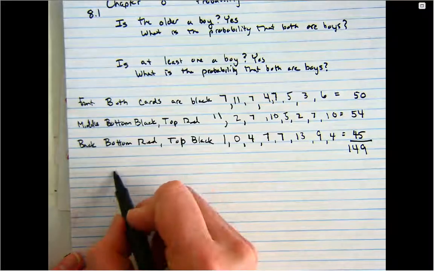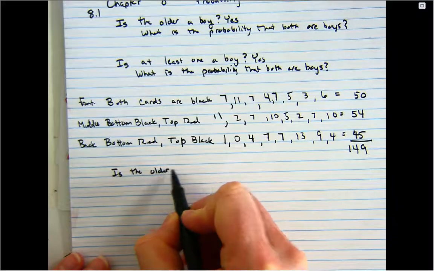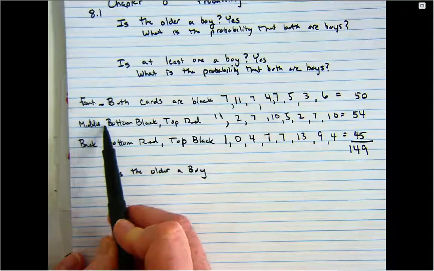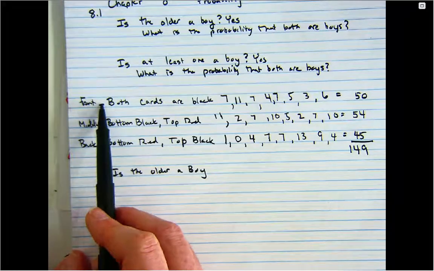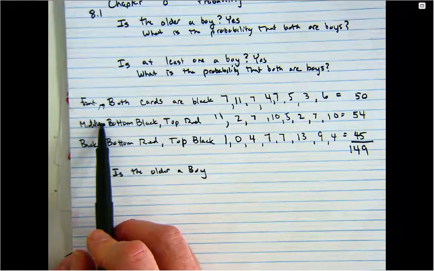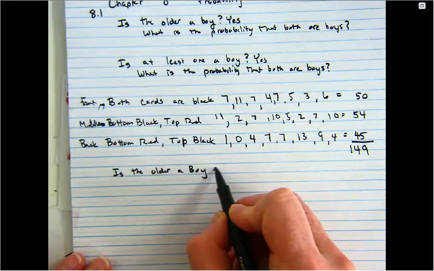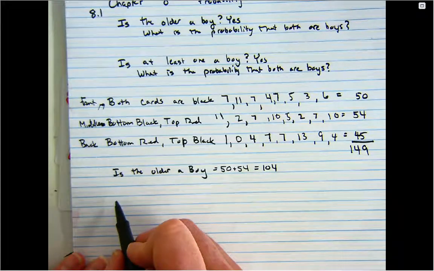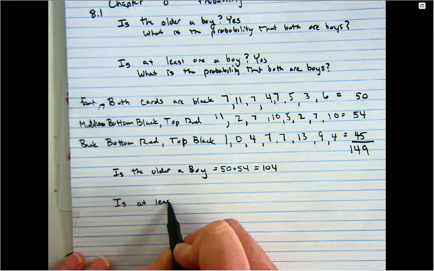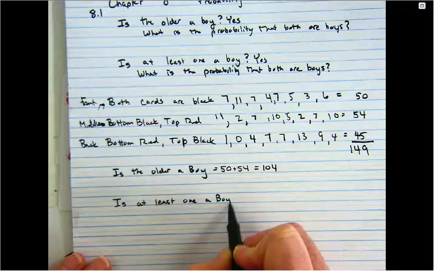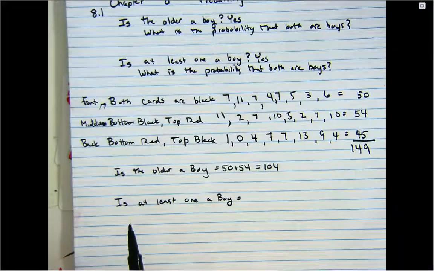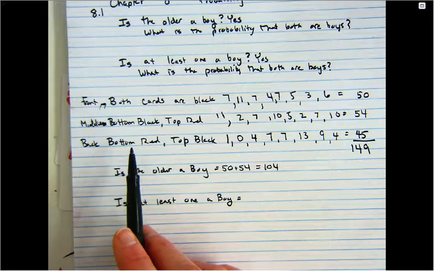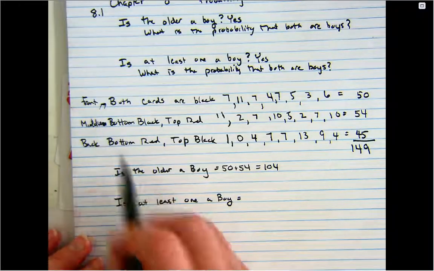And so the ones that had, is the older a boy? The ones that had, is the older a boy, this one would have answered, and this one. The bottom was the older child. So the first 2 would have answered to being, is the older a boy? The 50 plus the 54. Is at least one a boy? So that would be, yeah, is at least one a boy. Okay, all of them, 149.